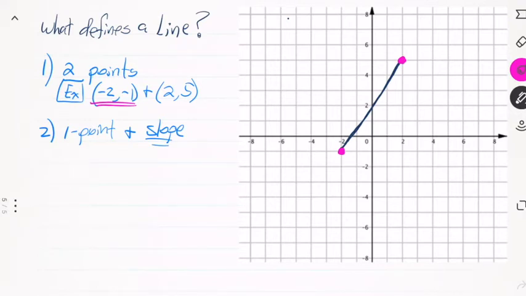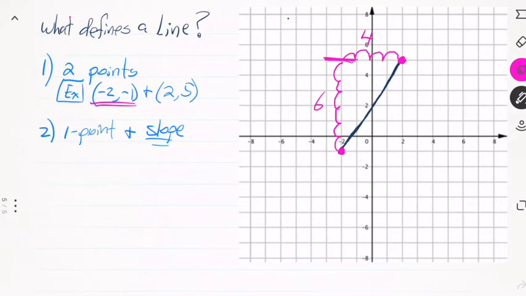So one thing we could do is count up: 1, 2, 3, 4, 5, 6, and that gives us at least level with that second point. So this would be 6 up. And then from here, it would be 1, 2, 3, 4. So basically what I would say is up 6, right 4. And that idea of up 6, right 4 is considered the slope of the line.